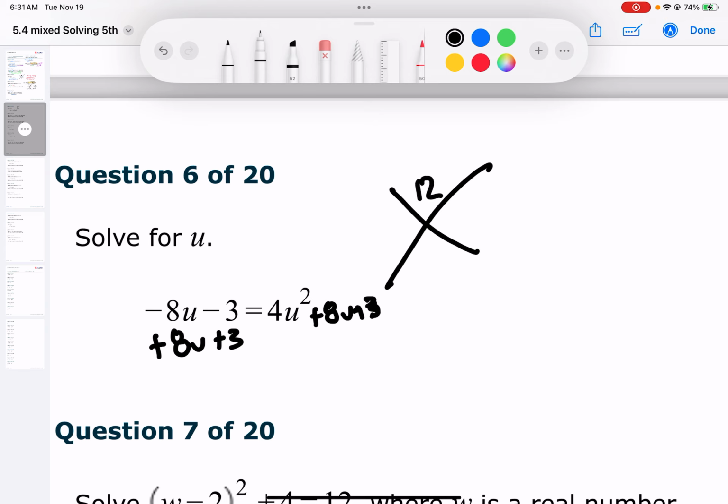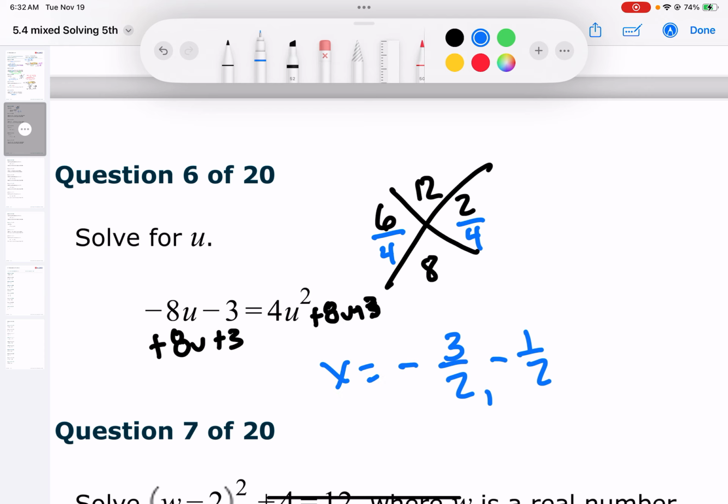So that's 12 and 8. So that gives me 6 and 2. And then I'm going to divide by my a value right here. So it's going to be 3 halves and 1 half. And if you see the pattern when you get to this to make your solutions, once you've simplified your fraction, you're just changing your sign.